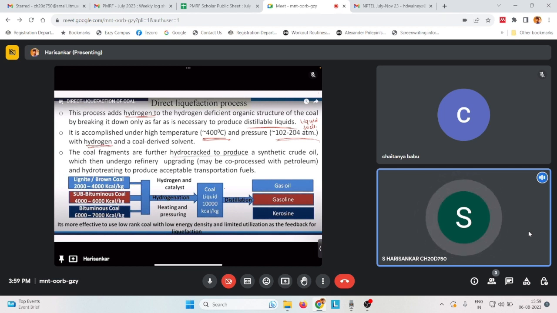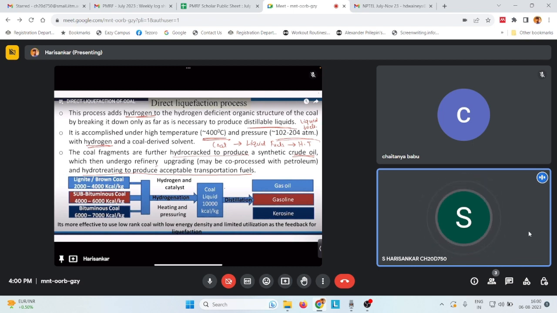The coal fragments are further hydrocracked to produce synthetic crude oil, which then undergoes refinery upgrading. As I said, these distillable liquids you can further process just as you process crude oil in a petroleum refinery. In some cases, you might require further upgrading of these liquid fuels. So you have coal, and you get liquid fuels from liquefaction. Let's say it has a lot of sulfur compounds or nitrogen compounds in the liquid fuel; you usually have to further process it, with something like hydrotreating, to produce acceptable transportation fuels. So we'll have to remove sulfur, nitrogen, oxygen, and so on, these kinds of heteroatoms, from the liquid fuels produced. And we usually use hydrotreating to do that.